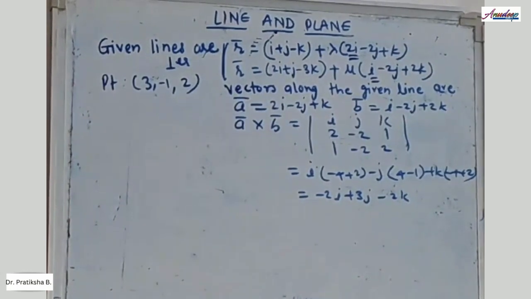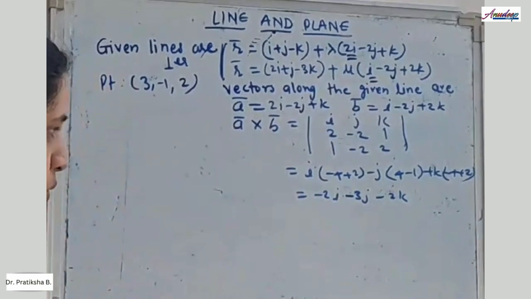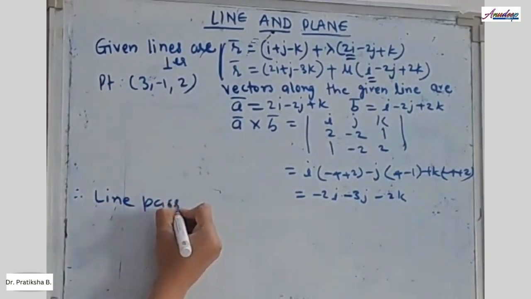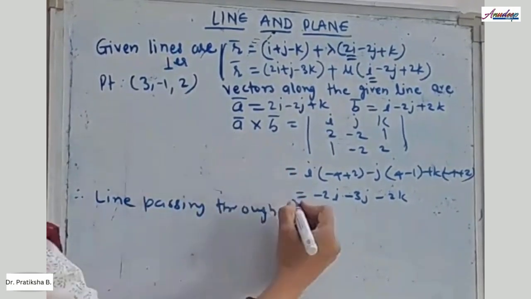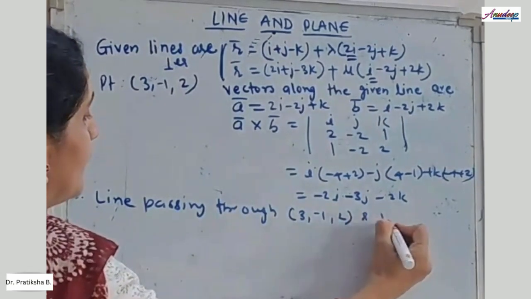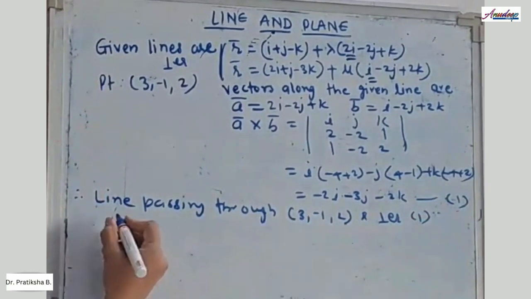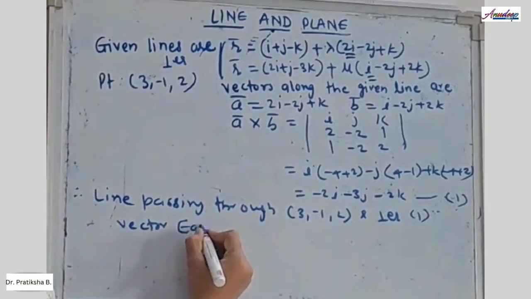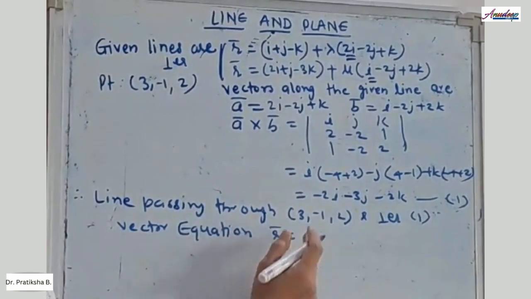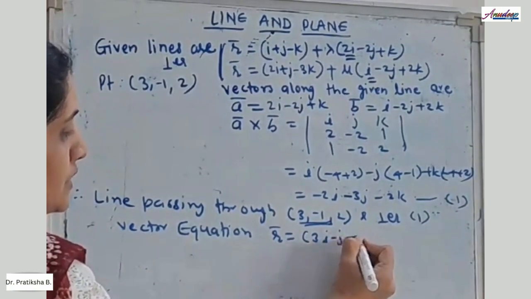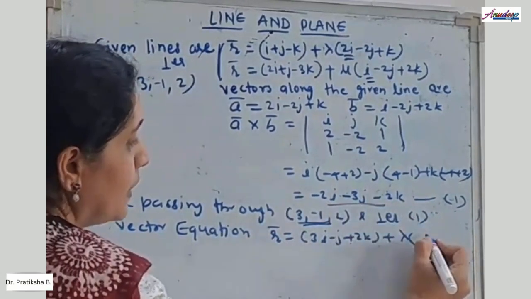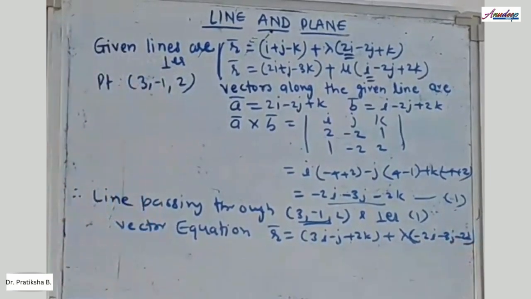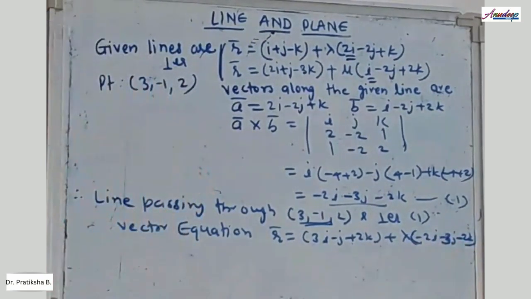Now the required line is passing through (3, minus 1, 2) and is along this vector. So the vector equation of the line will be r vector equal to 3i minus j plus 2k, which is my a vector, plus lambda into minus 2i minus 3j minus 2k, which is my direction vector. So that is the answer.